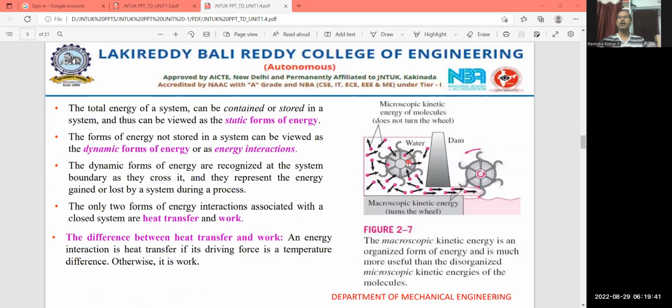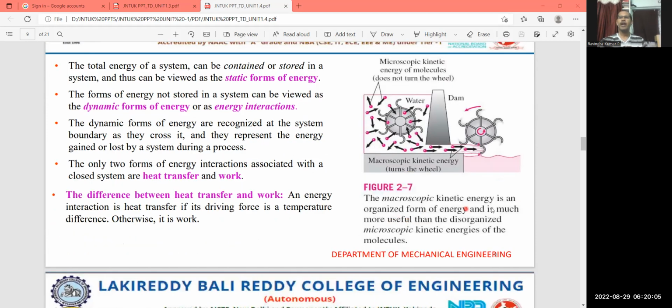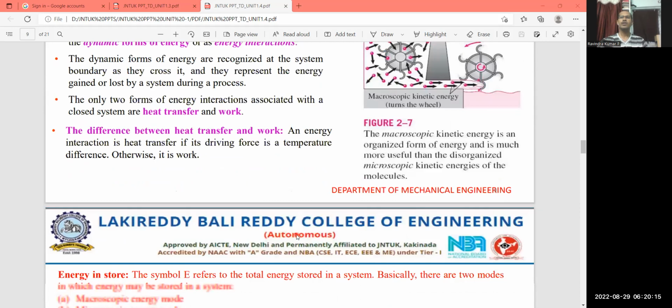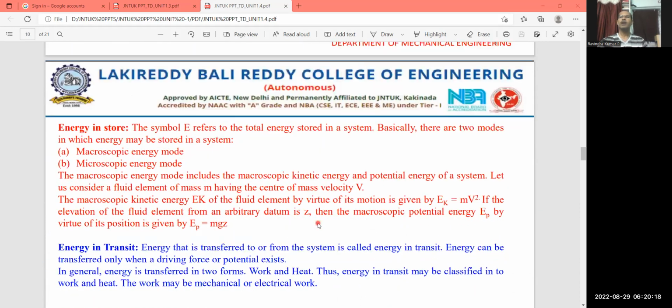Now you can observe the hydraulic energy. In this case, you can clearly identify the macroscopic energy and microscopic energy. The microscopic kinetic energy of the molecules does not turn the wheel. The macroscopic kinetic energy is what is going to turn the wheel. The macroscopic kinetic energy is an organized form of energy and is much more useful than the disorganized microscopic kinetic energies of the molecules. So this is what you should know more about energy.